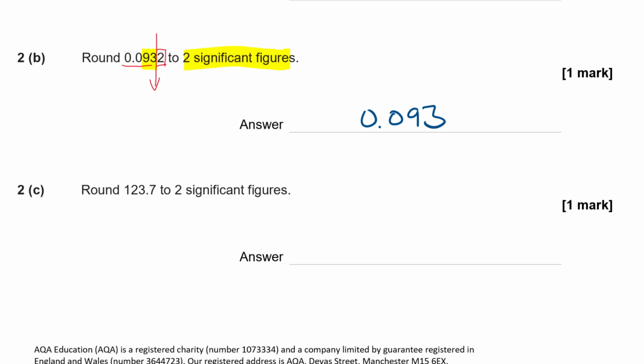Okay, round 123.7 to two significant figures. So my first significant figure is my first non-zero digit, it's that 1. And my second significant figure is the next one along, it's the 2. So I need to round off after the 2. The next digit along is a 3, which means I round down. So I'm just going to write those digits in front of the cut line exactly as they are. Okay, but 12 is not a good approximation to 123. That 1 was 100 and the 2 was in the tens. So I'm going to put an extra 0 on to make sure my final answer has the same magnitude as the original number.